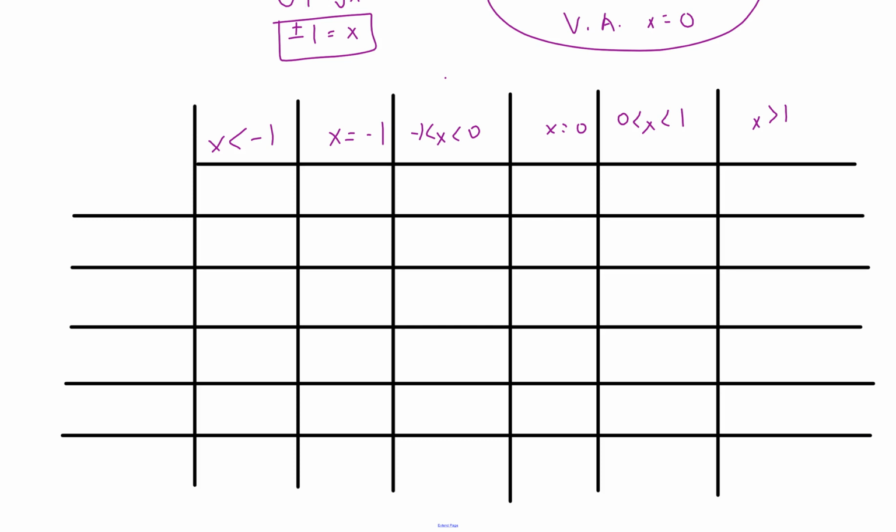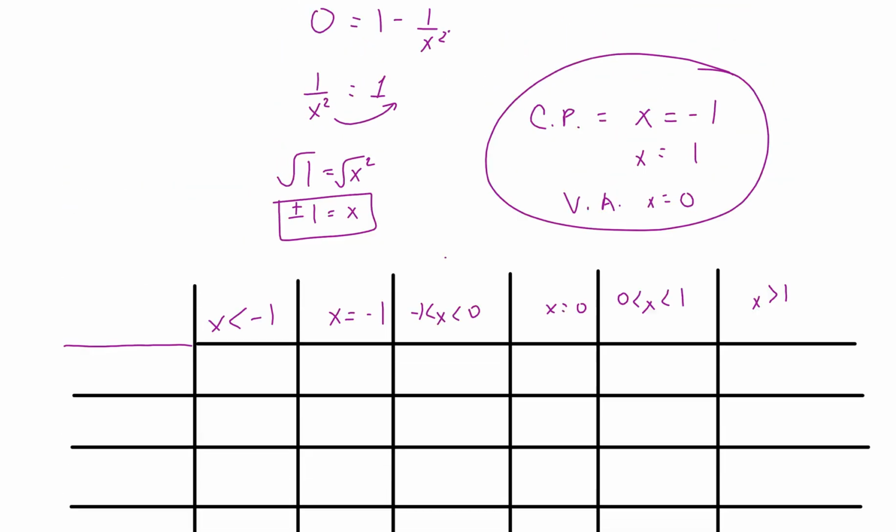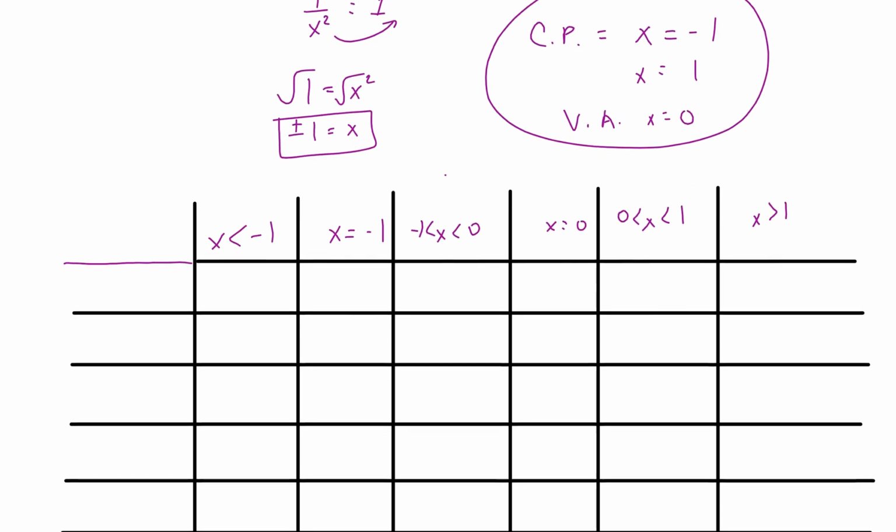Okay, so now we have our f prime of x, which is 1 minus 1 over x squared. So when, let's say, x is minus 2, we have 1 minus 1 over 4, so that'll give us something positive. Therefore, f prime of x is positive. That means f of x is increasing. When x is equal to minus 1, we have it's equal to 0.